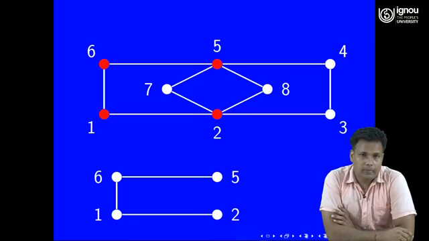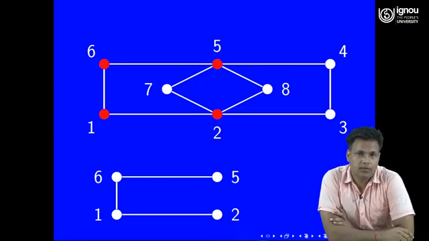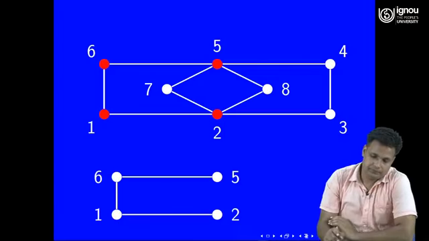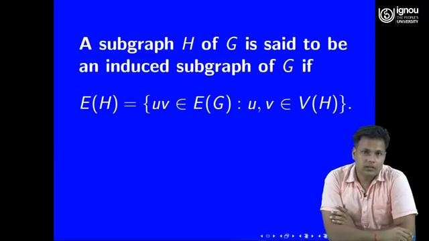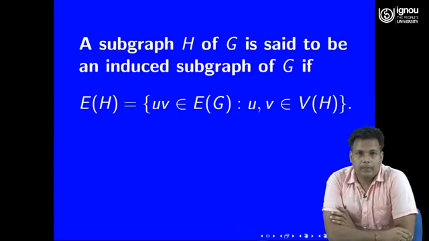Now look at this graph. In this case, we have extracted the portion of the above graph consisting of the vertices 2, 1, 6 and 5 and all the edges between them. So this is also a subgraph. Now there is a concept of induced subgraph.